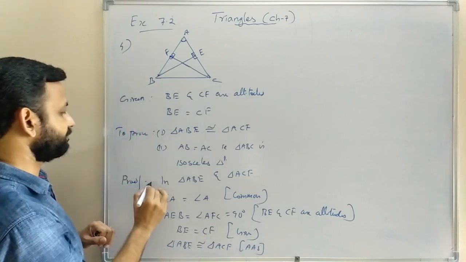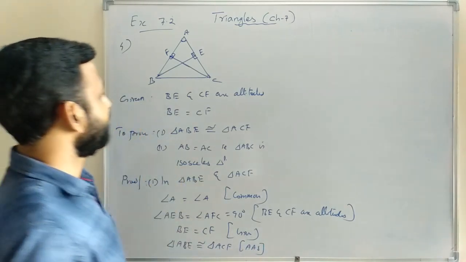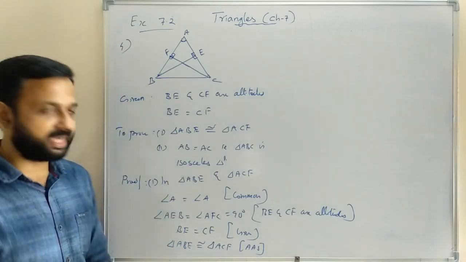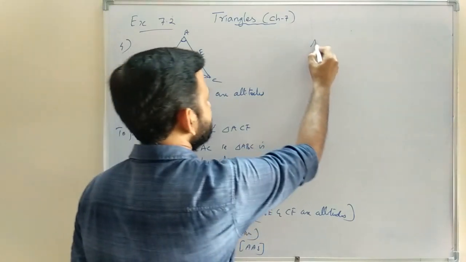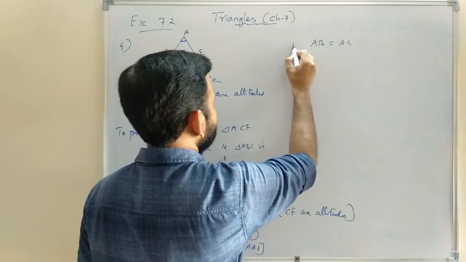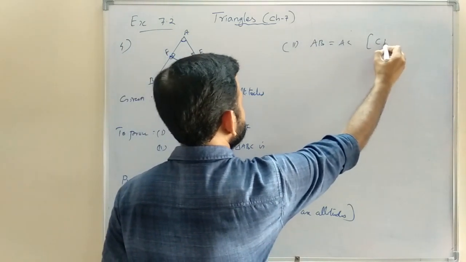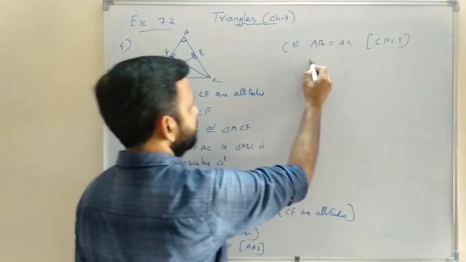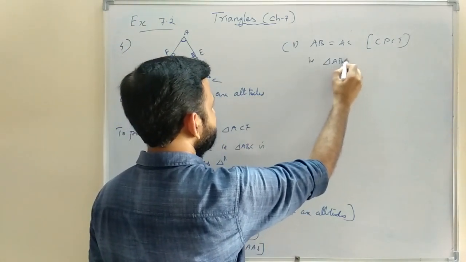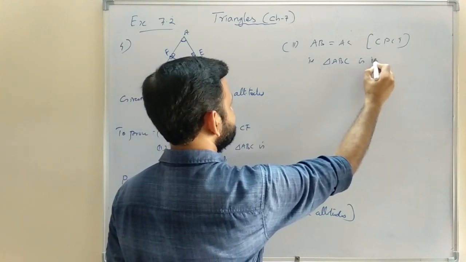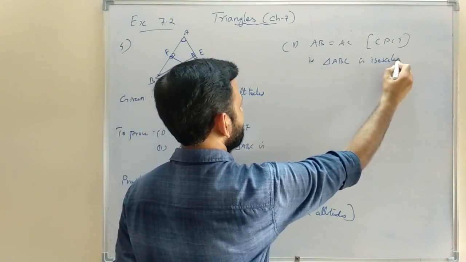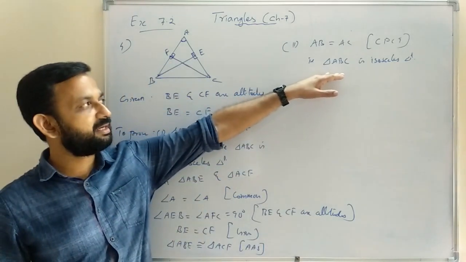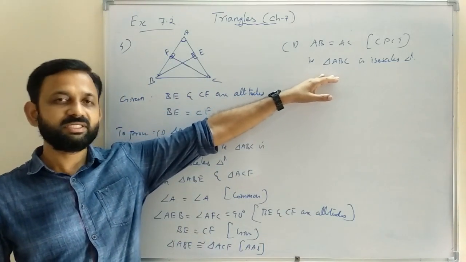First part is over. Then second part: if the two triangles are congruent, then AB and AC are equal. CPCT. AB equals AC. Second part, AB equals AC. Reason CPCT. If AB and AC are equal, that is, triangle ABC is isosceles. If AB and AC are equal, the triangle ABC is an isosceles triangle.